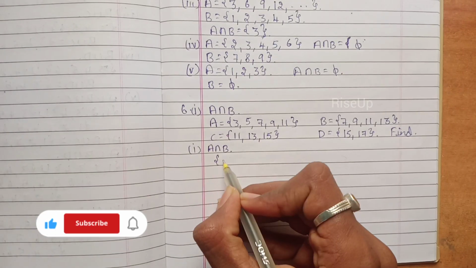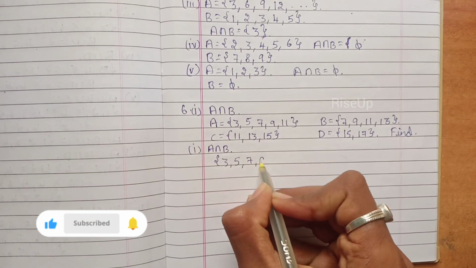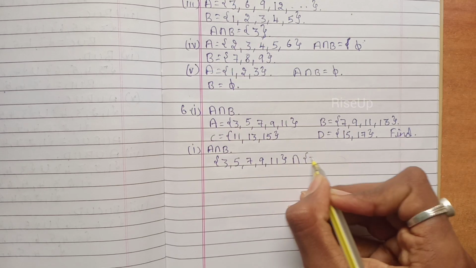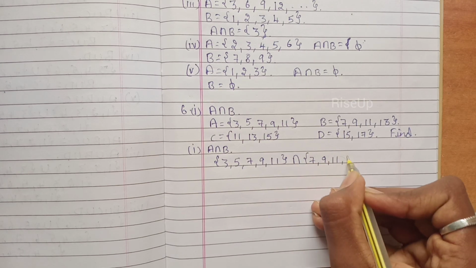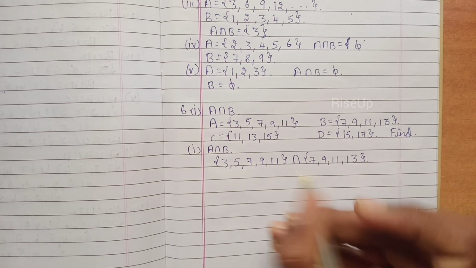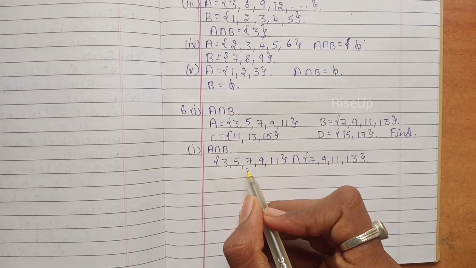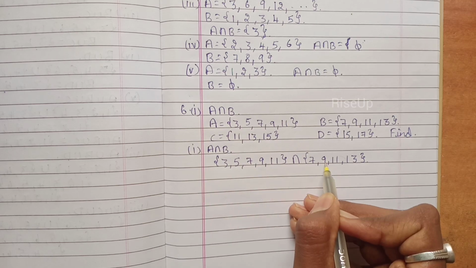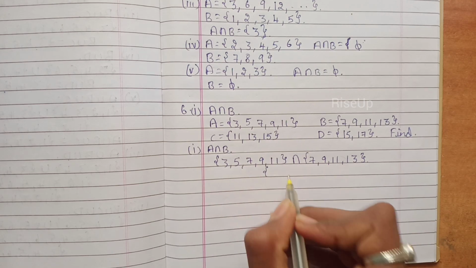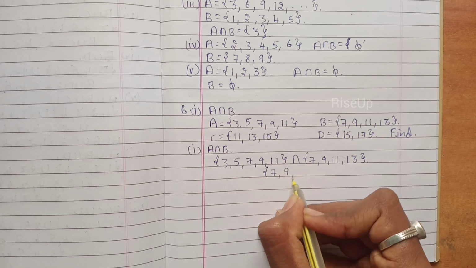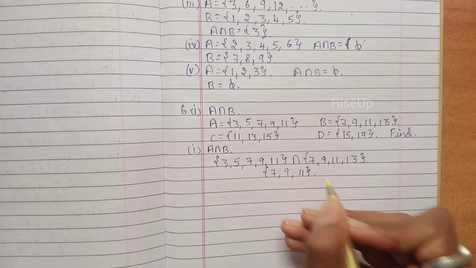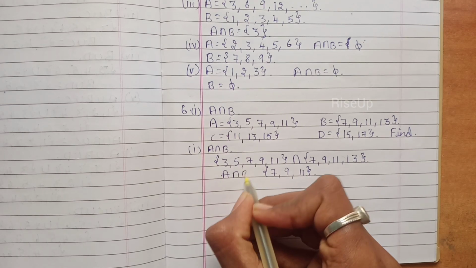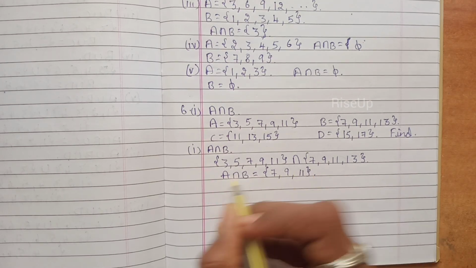The elements of A are 3, 5, 7, 9, 11. Intersection, the elements of B are 7, 9, 11, 13. Now what are the elements which are common in both? 7 is common, 9 is common, and 11 is common. So the elements are 7, 9, 11. So A intersection B is equal to {7, 9, 11}.